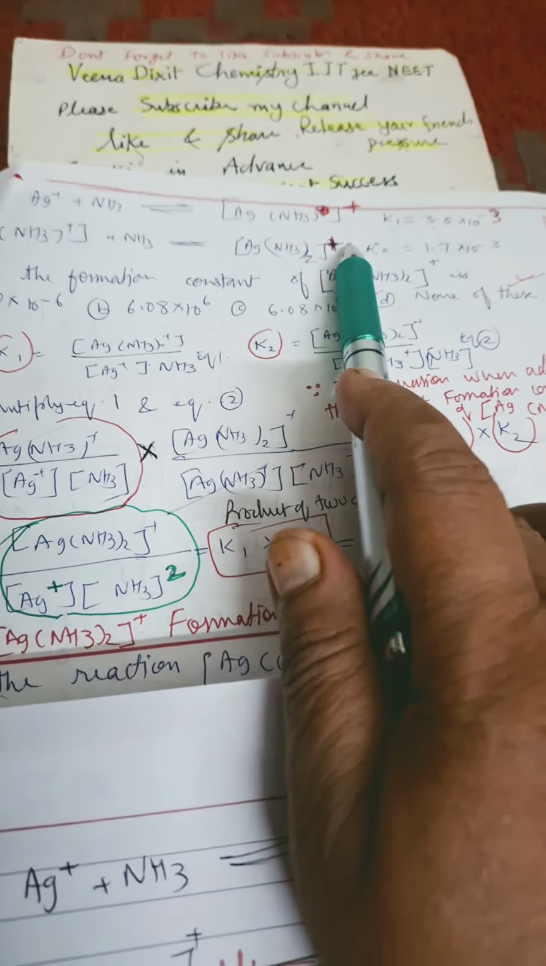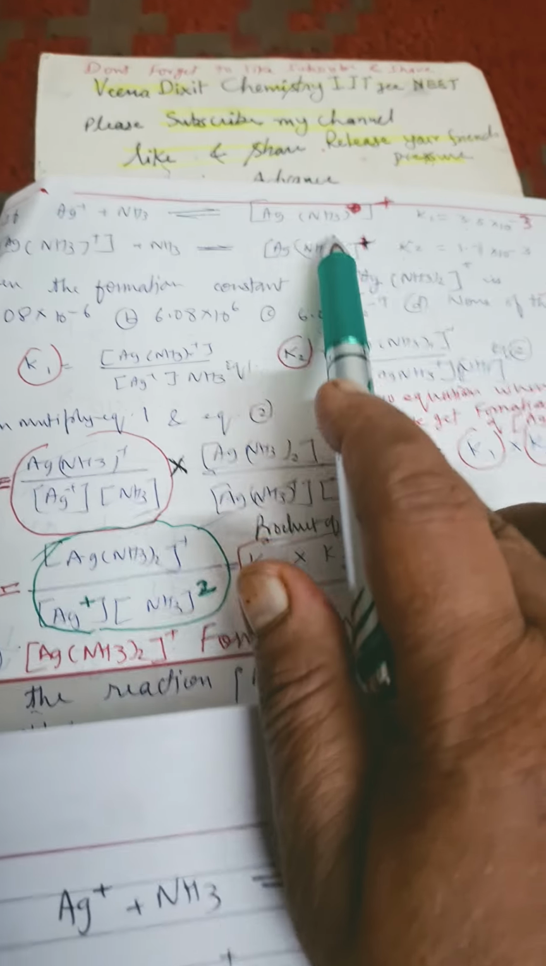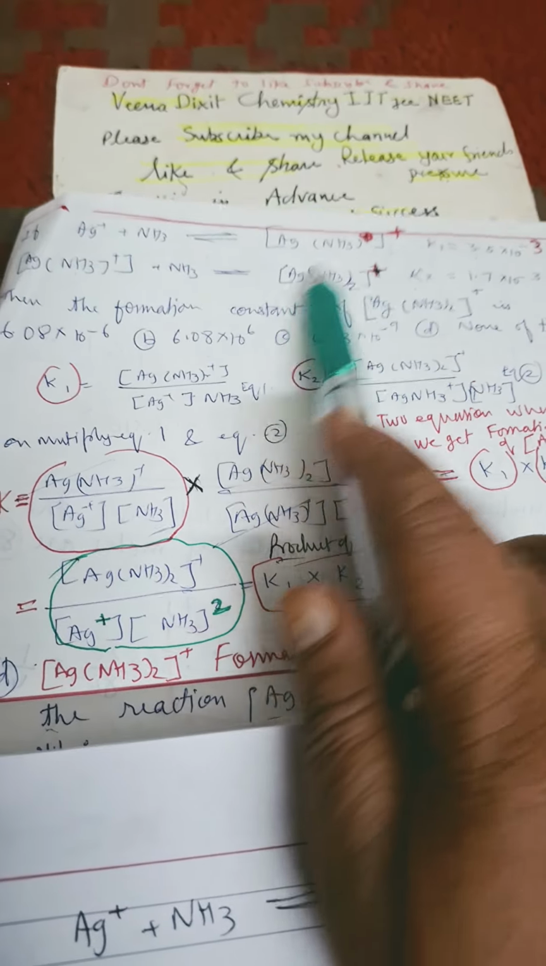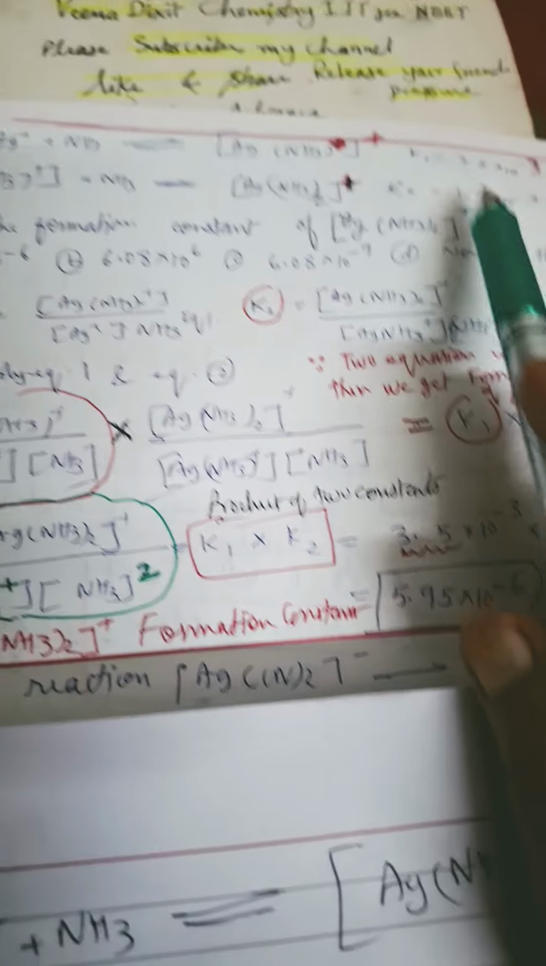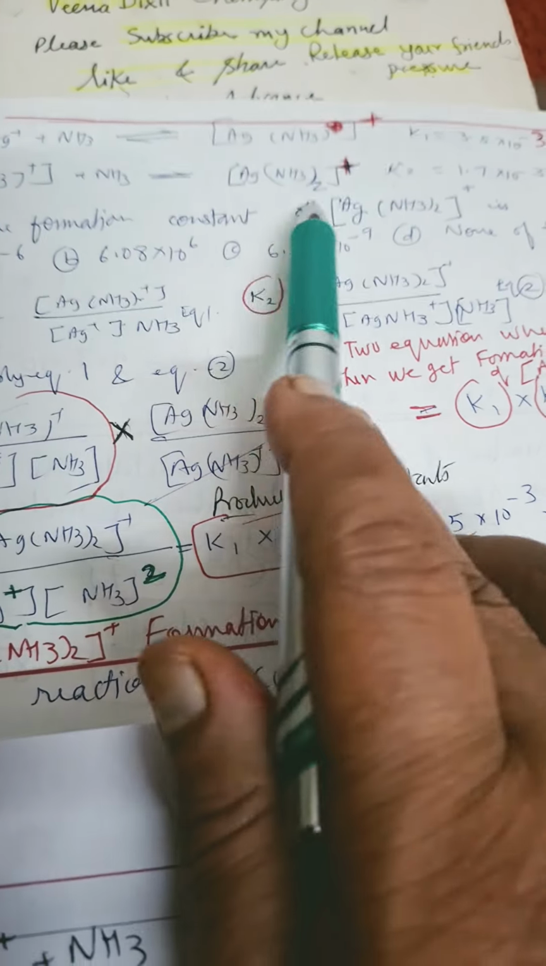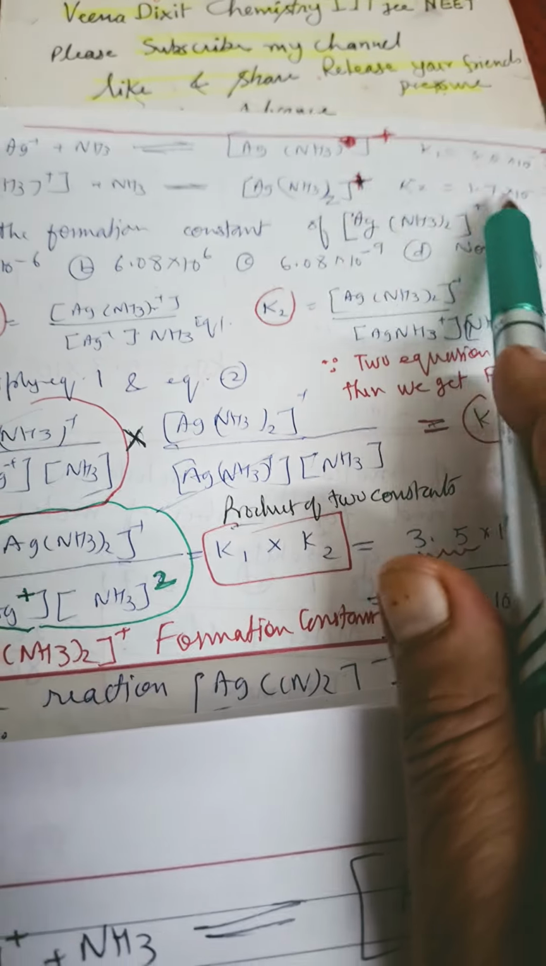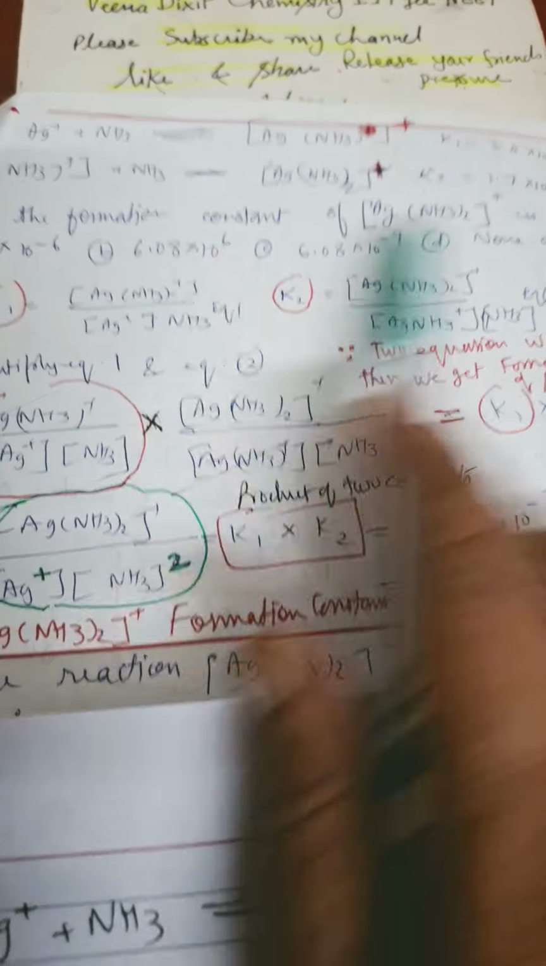The complex ion with a positive charge means we'll get diamine silver. Here we'll get monoamine silver. Here we'll get diamine silver, and the complex ion carries 1 positive charge only. Okay, K1 and K2 are given, and they are asking to write down the formation constant of Ag(NH3)2+, the complex ion with 1 positive charge. Now, options are given to you.